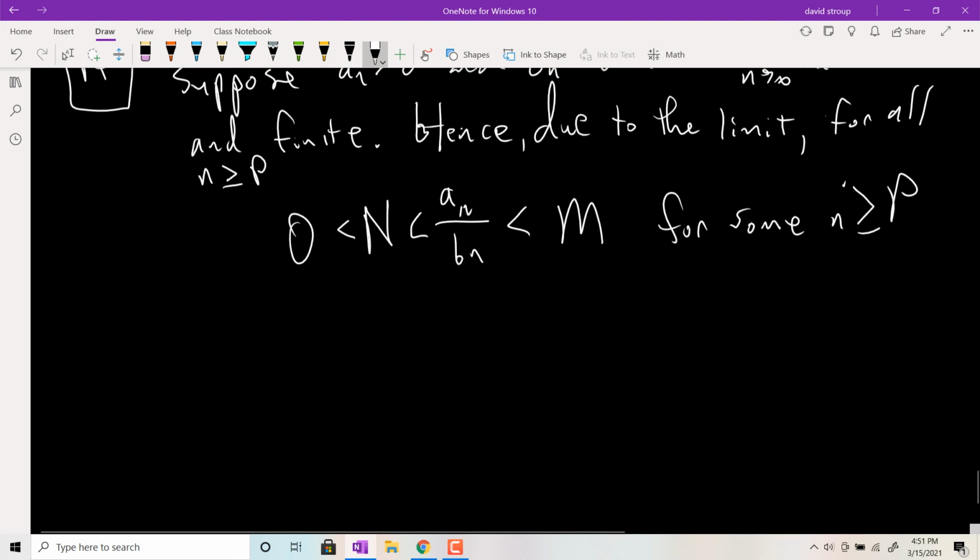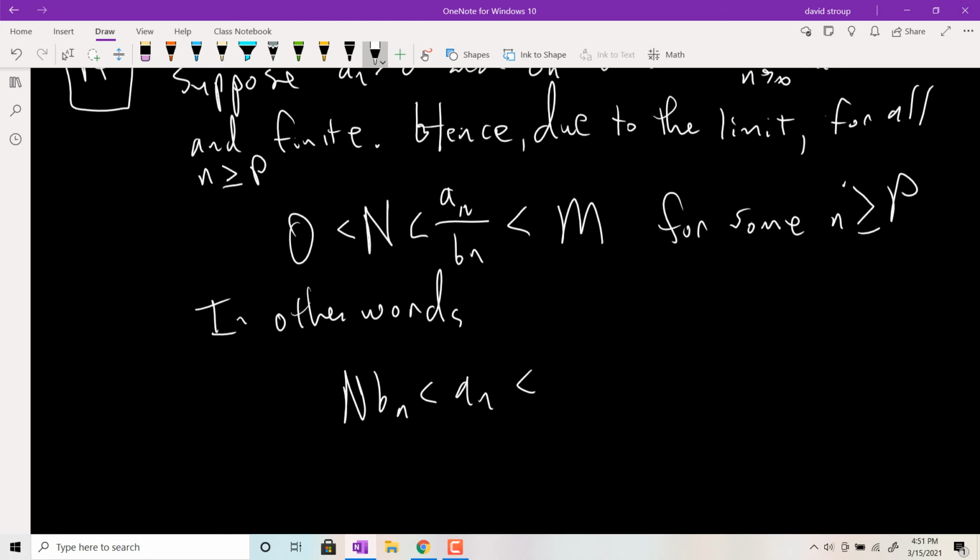Okay. So in other words, you can multiply everything by b sub n straight through that compound inequality. What you end up with is m times b sub n is less than a sub n, which is less than M times b sub n, which is greater than 0.